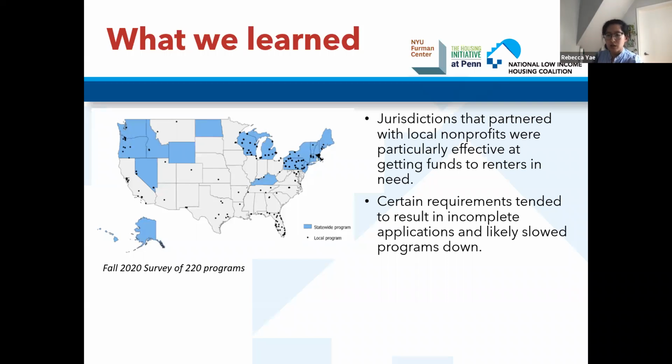We also found that certain requirements, such as proof of COVID-19 related income losses, tended to result in incomplete applications and likely slowed programs down. So programs really need to create a simple, accessible application and use self-attestation to expedite their processes.